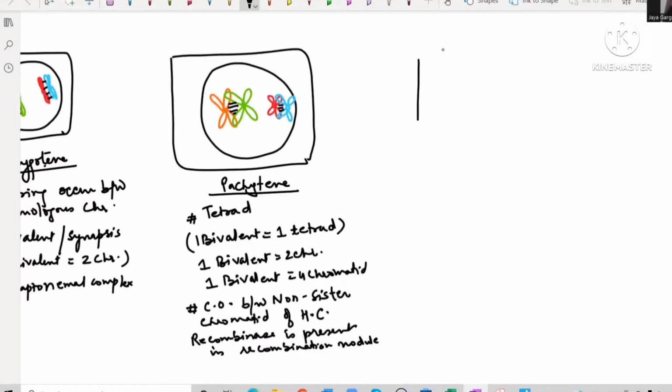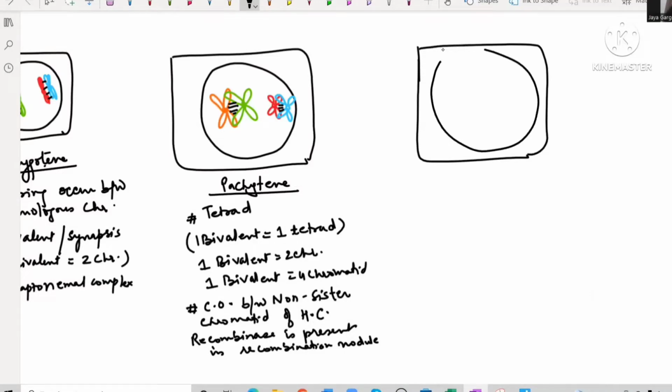stage, diplotene stage. Check my diagram carefully. See here, exchange is done. It will be overlapped, but I can't draw it here because otherwise you'll get confused. So I'm drawing it separately.